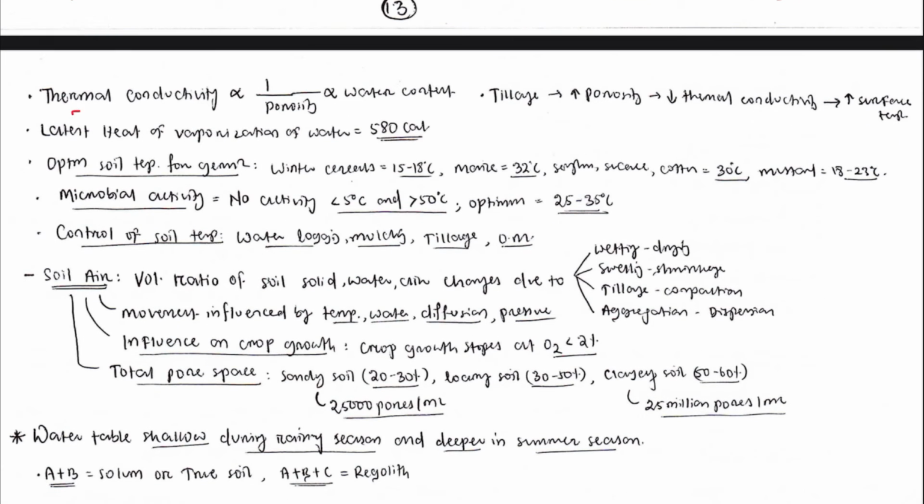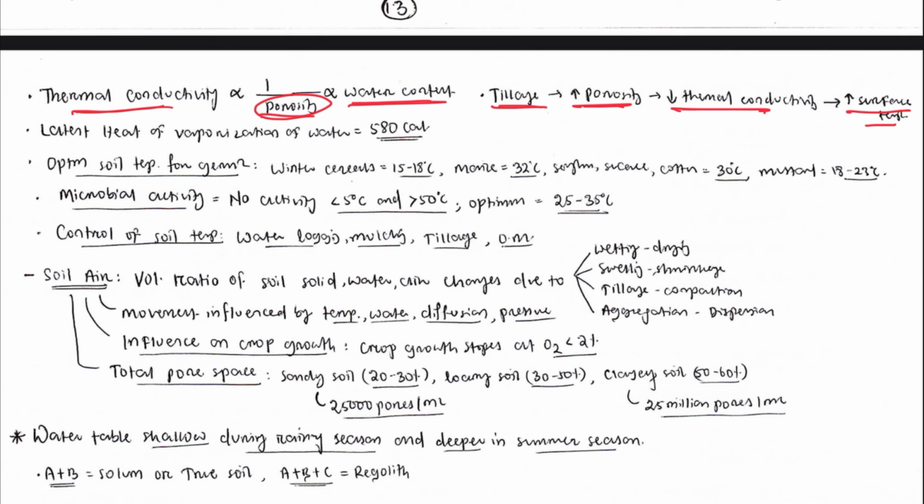Now, thermal conductivity is inversely proportional to porosity and directly proportional to water content. So if the water content is higher, the thermal conductivity will be higher. If the porosity is higher, the thermal conductivity will be less. So tillage increases porosity, reduces thermal conductivity, and increases soil temperature.